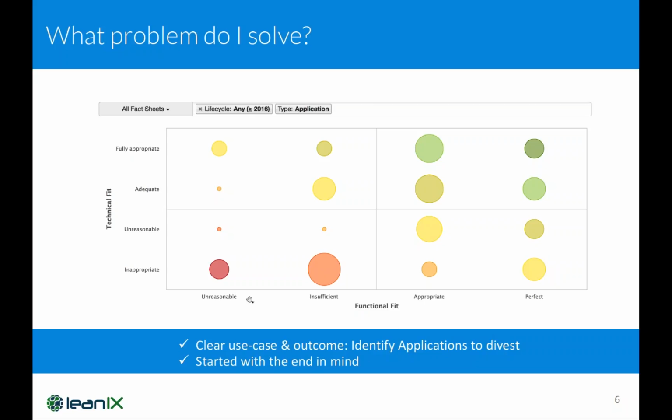And these parameters can help you to answer questions like: applications that have a bad functional fit, so they don't actually support the business very well in what they do, and that also have a bad technical fit, so they're technically not very fit, maybe they're too slow or not stable. That can help you to identify applications where you should invest or where you actually should divest. So it's very clear what you need to answer, and you have kind of a picture in mind where you're going.